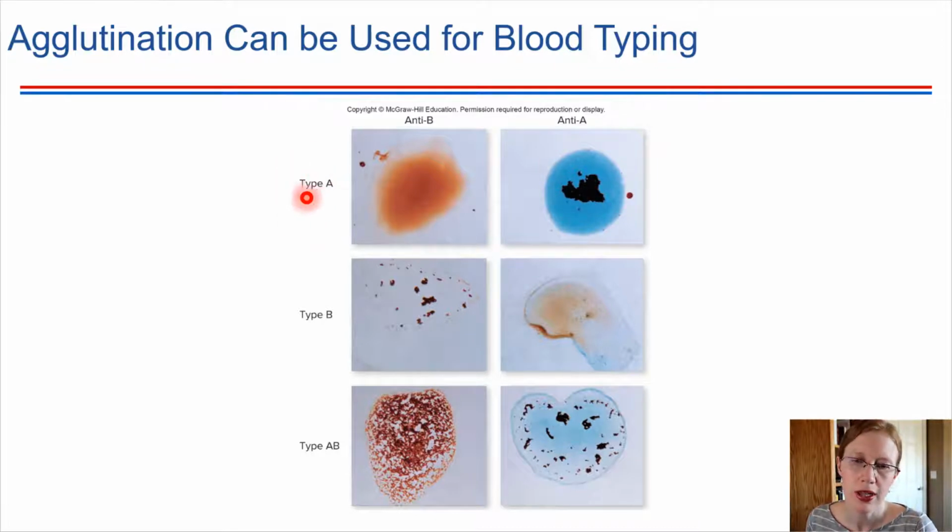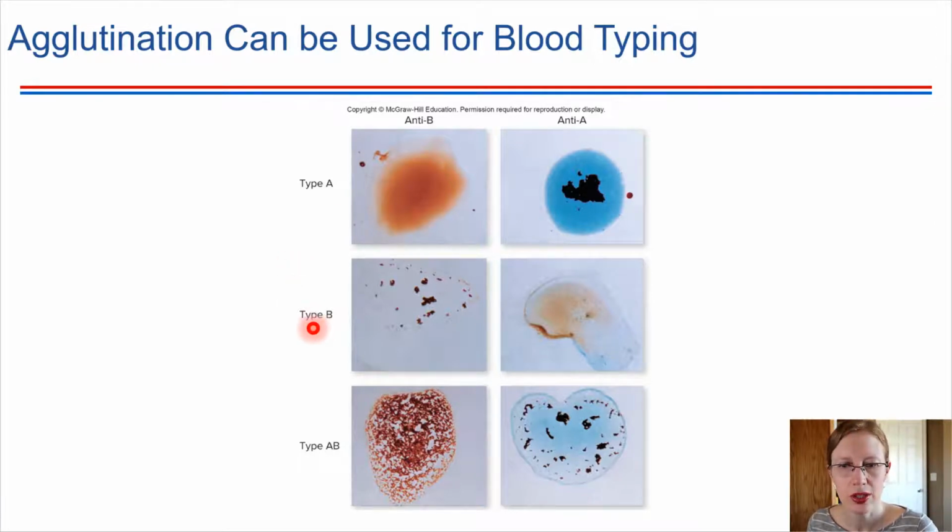So if you take blood type A and mix it with antibodies against the A antigen, we're going to see clumping. We're going to see agglutination taking place. If we mix blood type A with antibodies for type B, nothing's going to happen. There's no B antigen present, so no reaction with the antibodies.